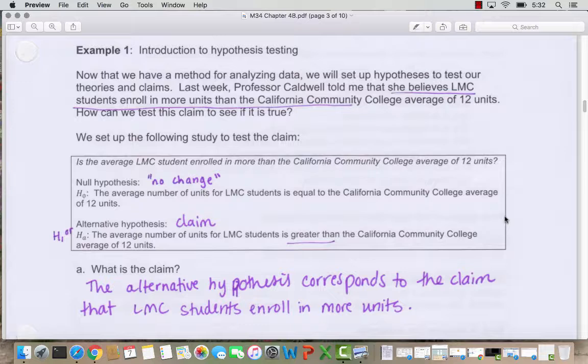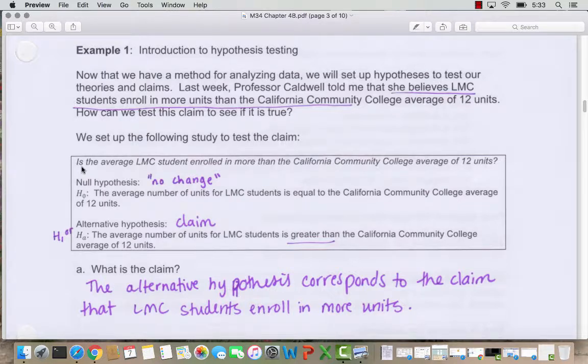So last week, Professor Caldwell told me that she believes LMC students enroll in more units than the California Community College average of 12 units. How can we test this claim to see if it's true? So we set up the following study to test the claim. So our claim is this question here. Is the average LMC student enrolled in more than the California Community College average of 12 units?